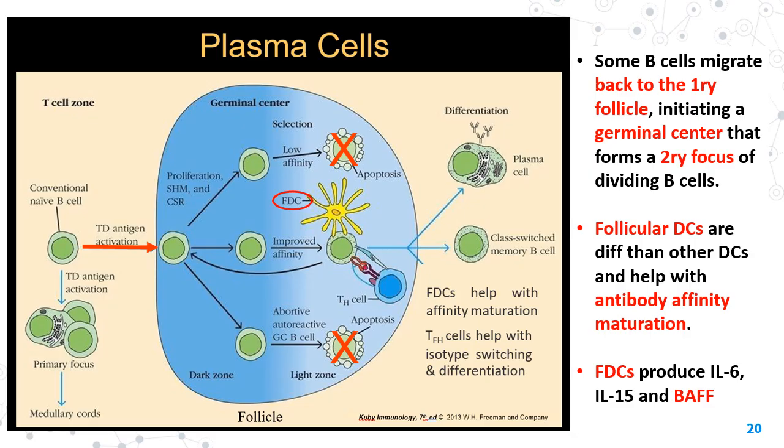Okay, so here, important function of those follicular dendritic cells. Okay, important function for interaction with your developing B cell. They are going to produce a couple of important cytokines. They're interleukin 6 and 15, and they are going to induce production of BAFF. Okay, so BAFF is the cell survival signal for your B cell.